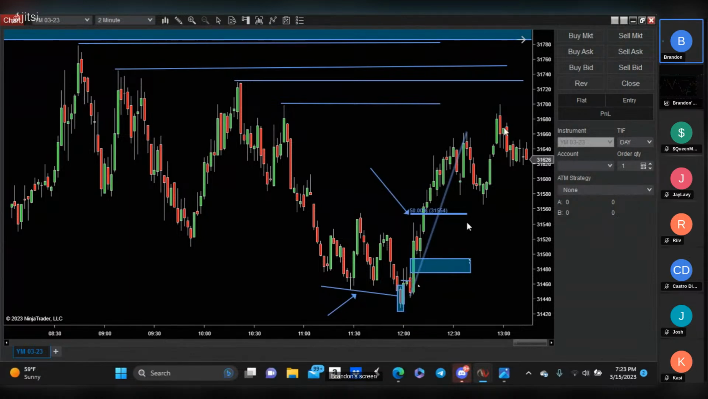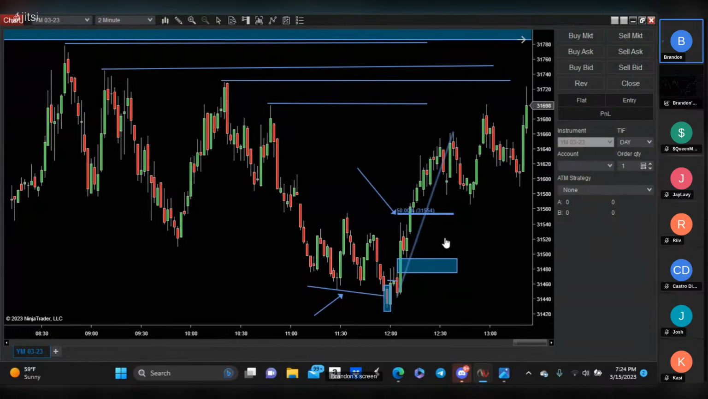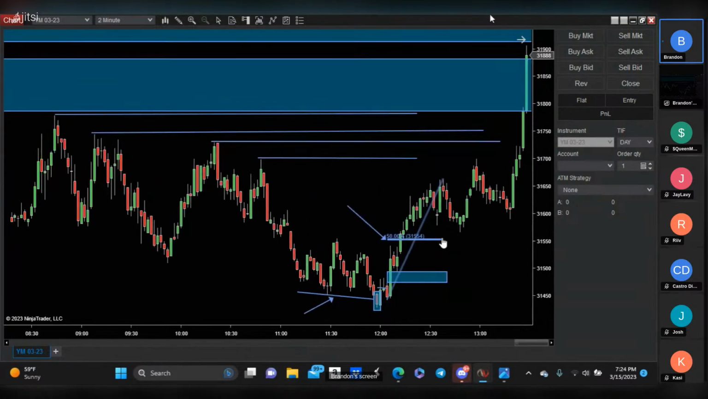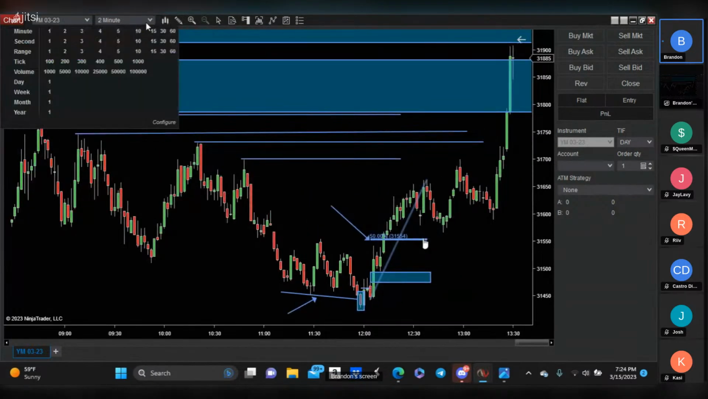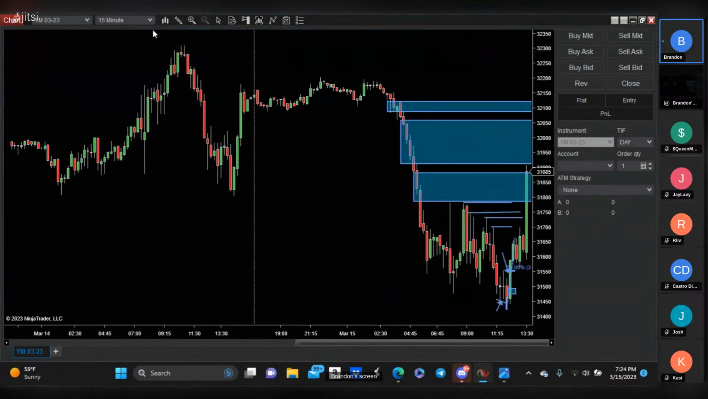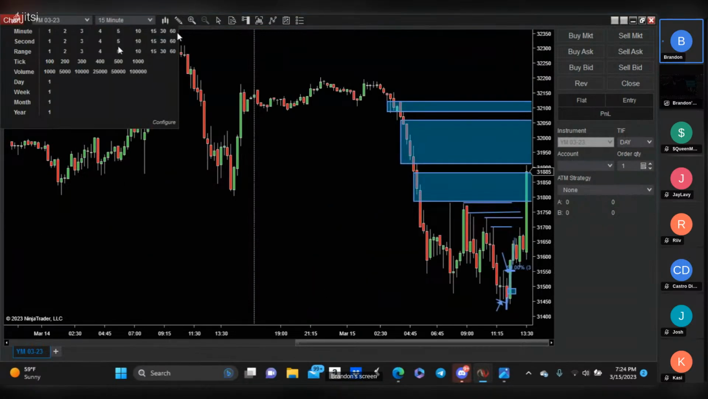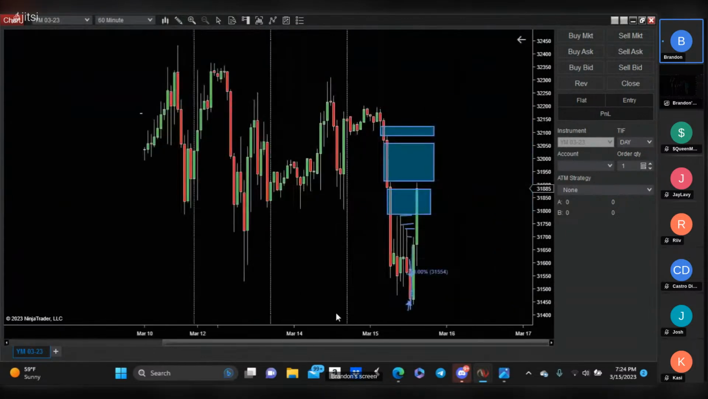I was like, God damn, I thought it was breaking down right here. You see my cursor? I thought it was gonna come back down and let me get in. But then look at it, it just shot up to the moon. I was like, God damn, you gonna do me like that? But the target was these gaps on the 1 hour.